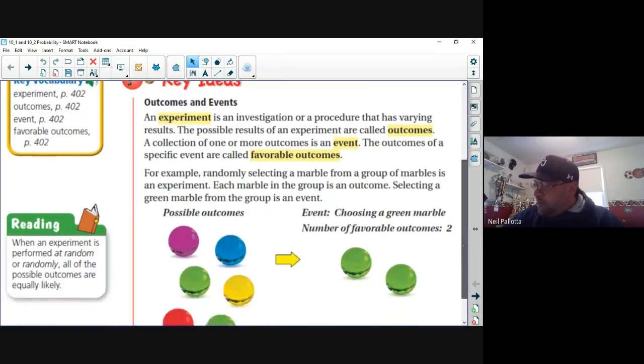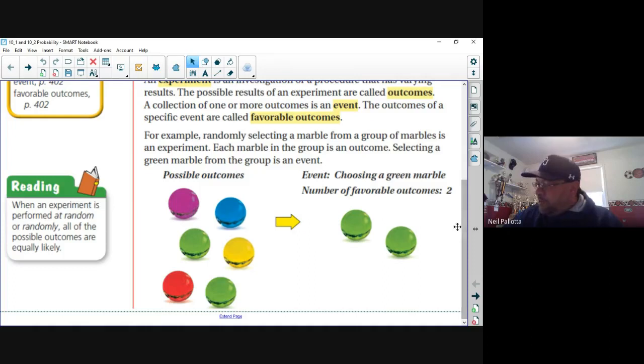So if we look at this example here, it looks like we have a bag of about, let's see, 1, 2, 3, 4, 5, 6 marbles. And those are your possible outcomes. There are 6 possible outcomes. The event would be choosing a green marble, so we want to be able to pick a green marble from that bag. How many favorable outcomes are there? Well, because there are 2 green marbles in the bag, there are 2 favorable outcomes.